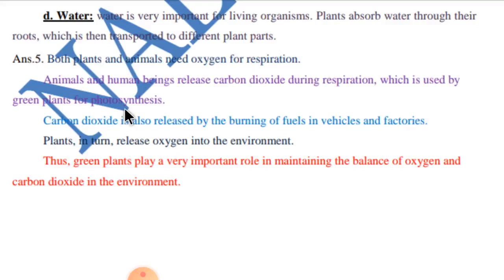Plants make food in the presence of carbon dioxide, air and water. Carbon dioxide is also released by the burning of fuels in vehicles and factories. Plants in turn release oxygen into the environment. Thus green plants play a very important role in maintaining the balance of oxygen and carbon dioxide in the environment.